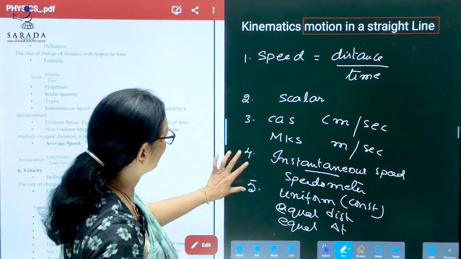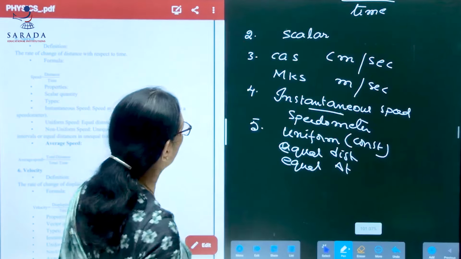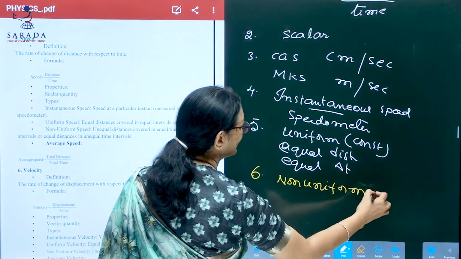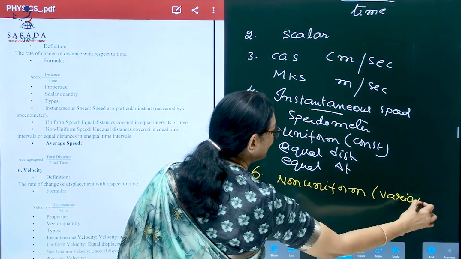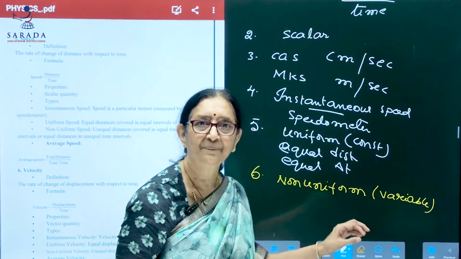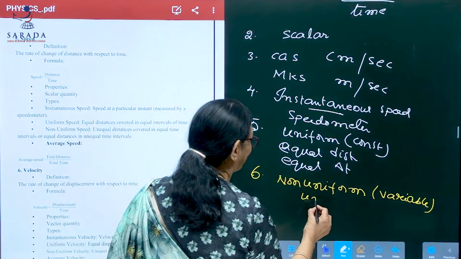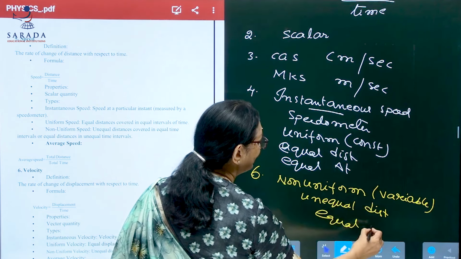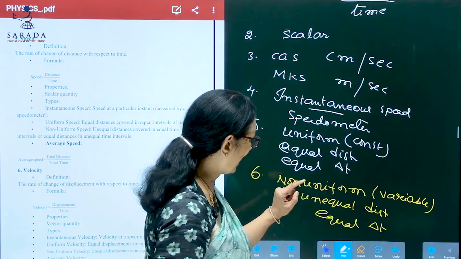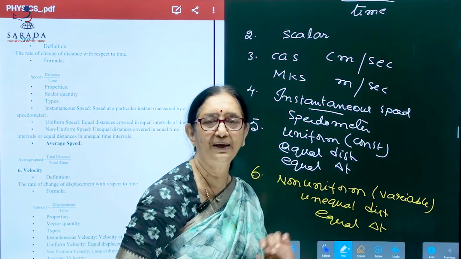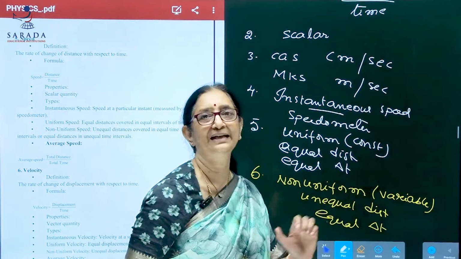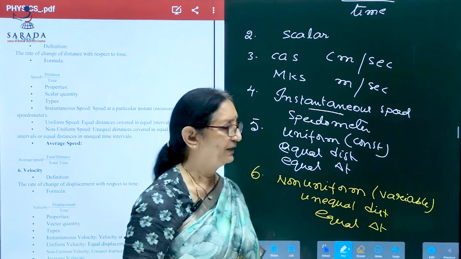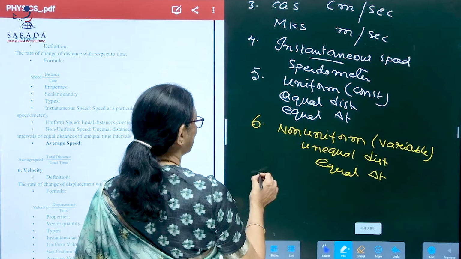See here, next let us see non-uniform speed. This is uniform speed; now non-uniform speed. Non-uniform means variable speed. So, speed is variable if the body travels unequal distances in equal time intervals, or equal distances in unequal time intervals. Then the speed of the body is said to be non-uniform.